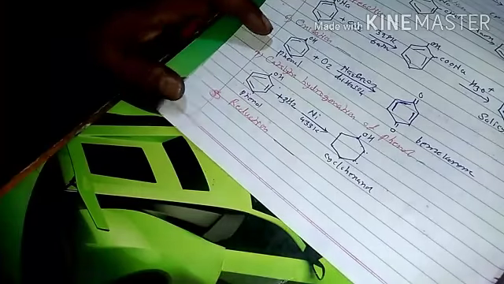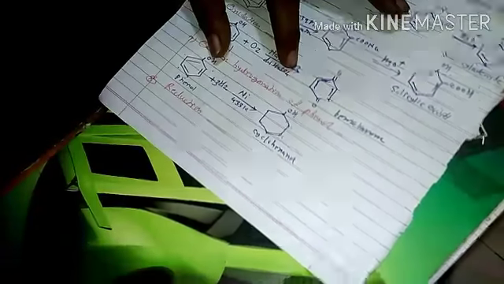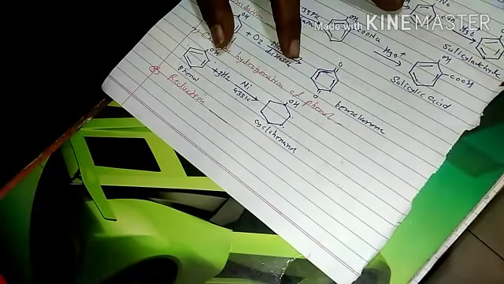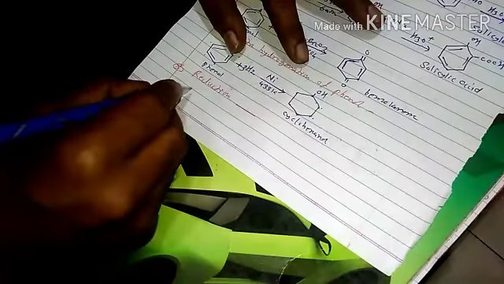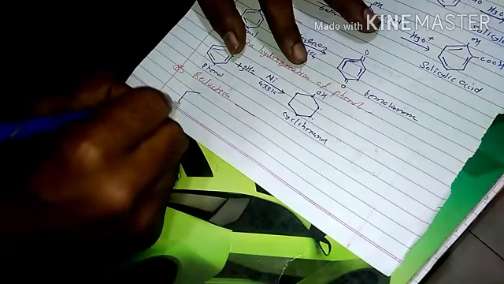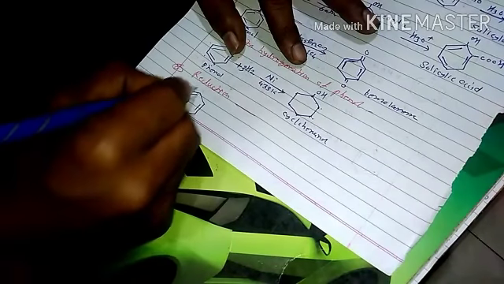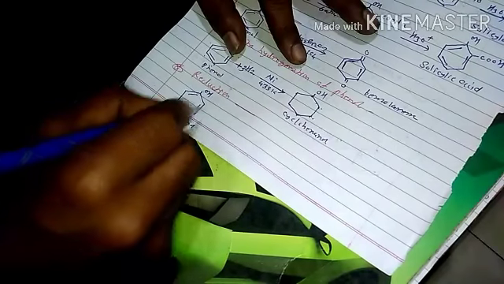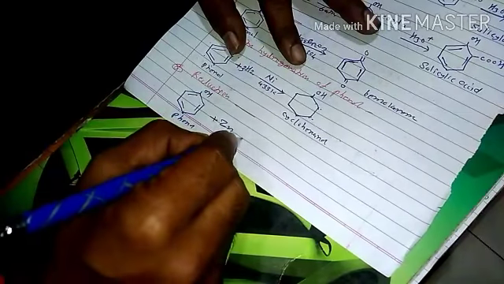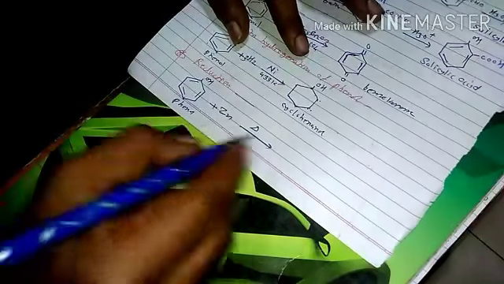Now here, phenol is heated with zinc dust, means what? Zinc metal gives benzene. Now the reaction is, this is phenol. Plus zinc, means symbol is Zn, and it is heated. It is a mixture of phenol and zinc that is heated.